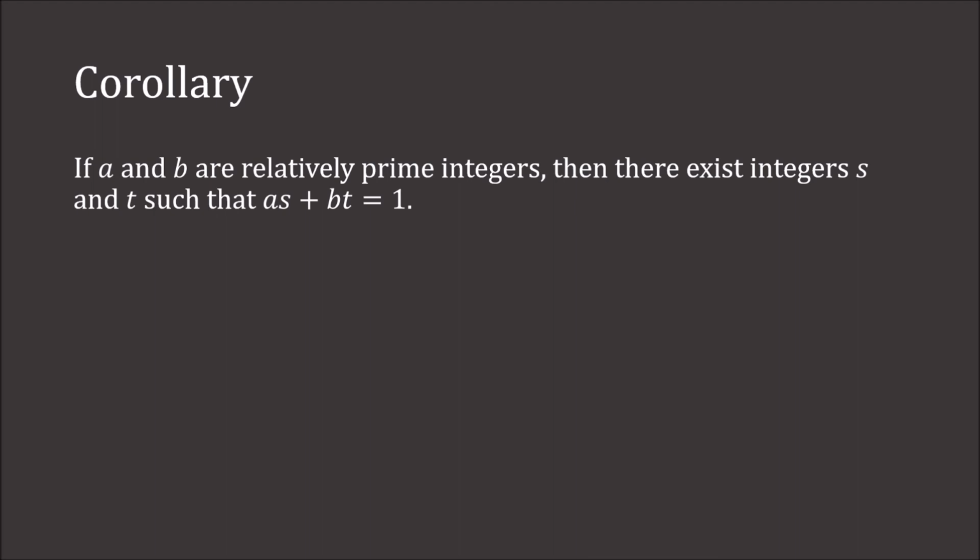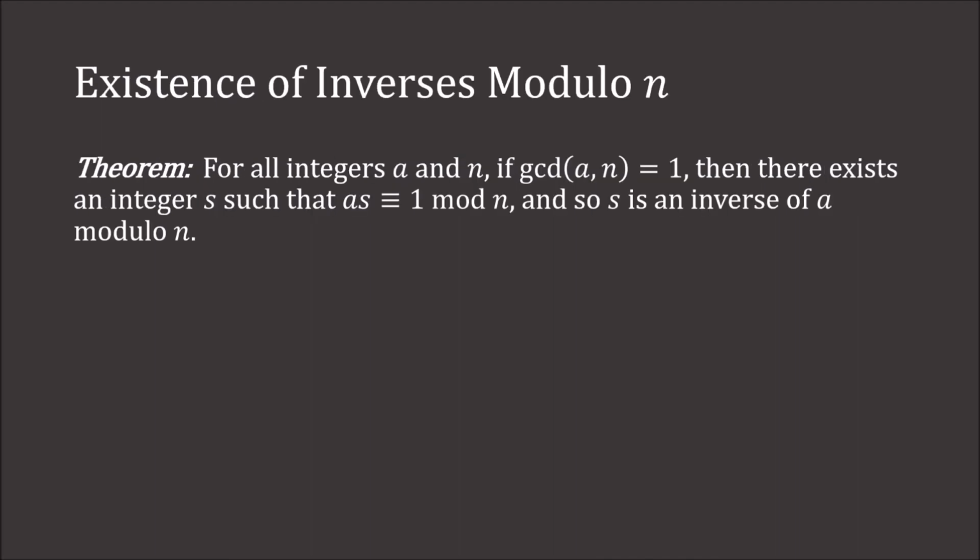Now we can look at the theorem of existence of inverse modulo n, which states for all integers A and n, if the GCD of A and n is equal to 1, then there exists an integer S such that A times S is congruent to 1 mod n. Hence, this means that S would be an inverse of A modulo n. And this is a very simple, straightforward proof.